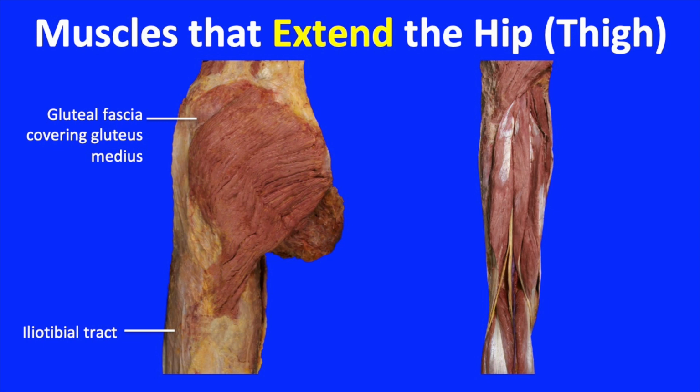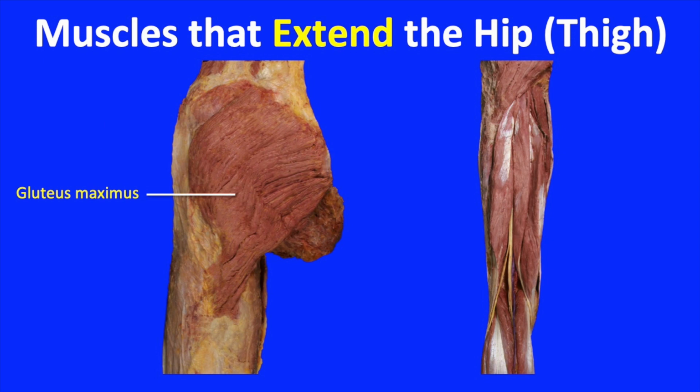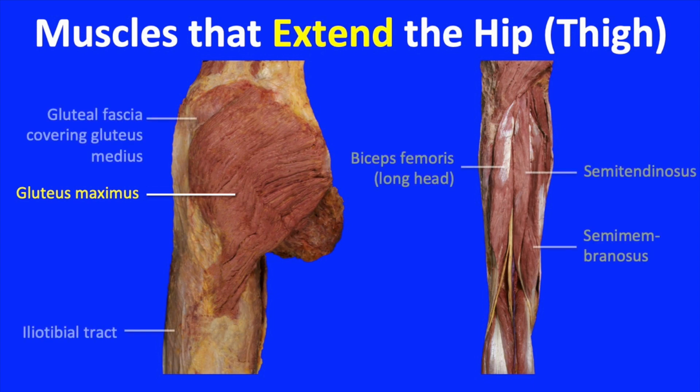After removing the thick layer of superficial fascia from the gluteal region, we observe the gluteal fascia covering the gluteus medius and the iliotibial tract containing the tensor fascia lata. And of course, the gluteus maximus, the principal muscle that extends the thigh. Muscles located on the back of the thigh can also extend the thigh. Three muscles listed here, collectively called the hamstrings, are able to extend the thigh.